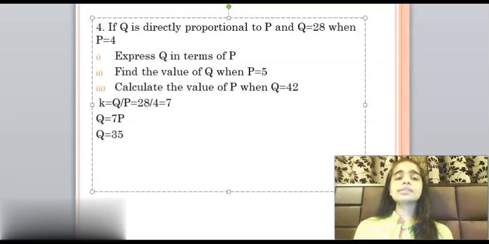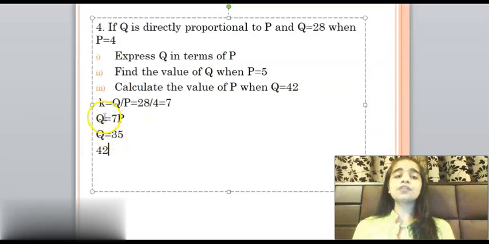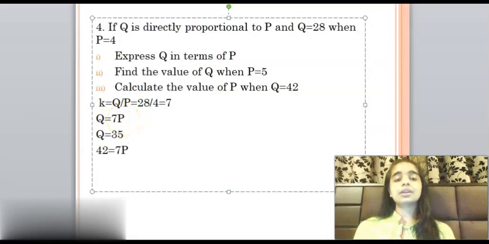Okay. Now, let's see part number 3. Calculate the value of P when Q is 42. Now, Q is 42, so let's substitute 42 in place of Q. So, 42 is equal to 7P. Now, how will we find out P? Can you guess? Yes, we will do 42 divided by 7 is equal to P. Now, what is 42 divided by 7? It is 6. So, P is equal to 6. And here, we have completed the 4 questions which we targeted for today.